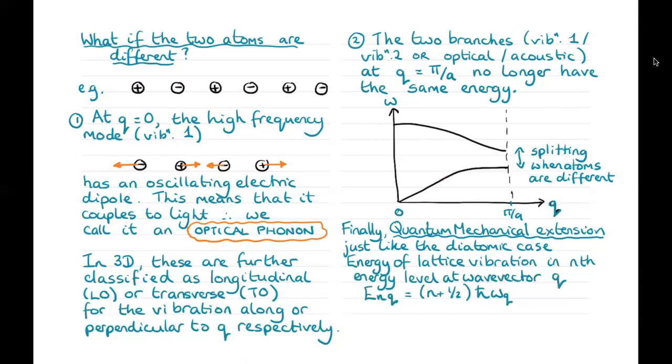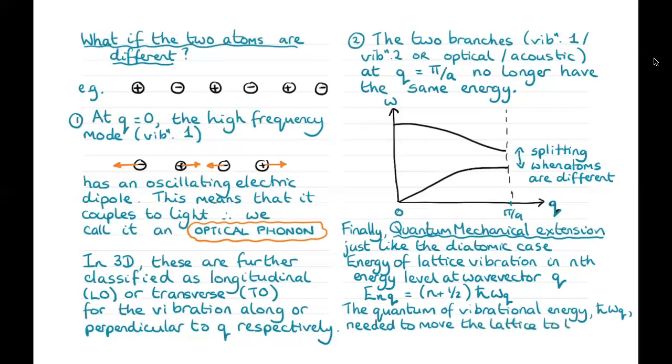And the term phonon, often we use the term phonon really interchangeably with the term lattice vibration. A phonon is really a quantized lattice vibration. And the quantum of vibrational energy which is needed to move the lattice between two vibrational energy levels, this is just h bar omega q. This is formally what we call a phonon.